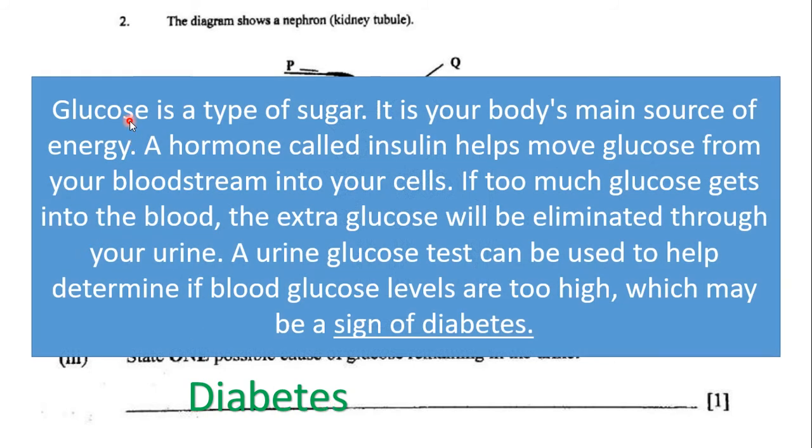It says here glucose is a type of sugar. It is your body's main source of energy. A hormone called insulin helps move glucose from your bloodstream into your cells. If too much glucose gets into the blood, the extra glucose will be eliminated through your urine. A urine glucose test can be used to help determine if blood glucose levels are too high, which may be a sign of what? Diabetes.